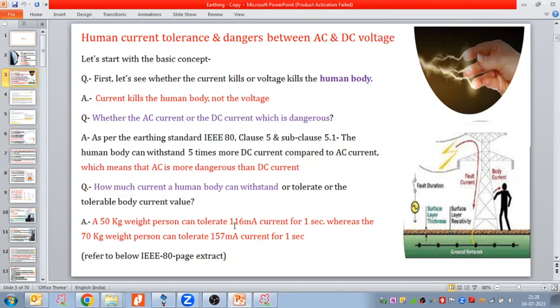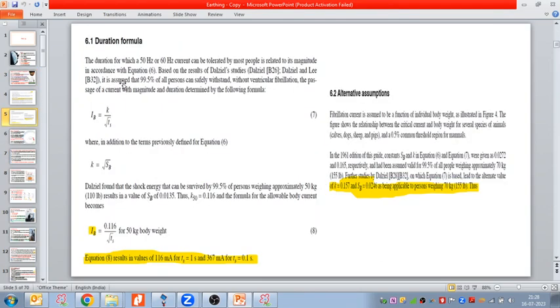Again, what I'm telling, this is not my value. I'll tell you the reference. Go to the IEEE 80 again. Go to clause 6.1, duration formula. Here is the formula, and that formula we will also use. But if we check the result, the result is 116 milliampere for 1 second. And if you decrease the time, if you ask for 0.1 second, the same person can tolerate 367 milliampere. This is for the 50 kg person.